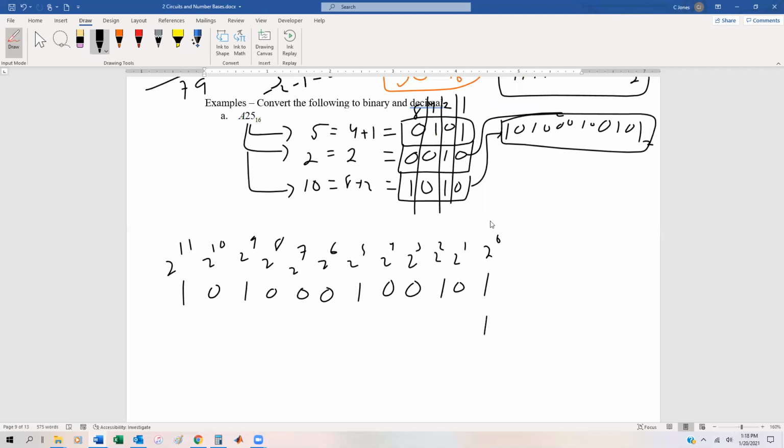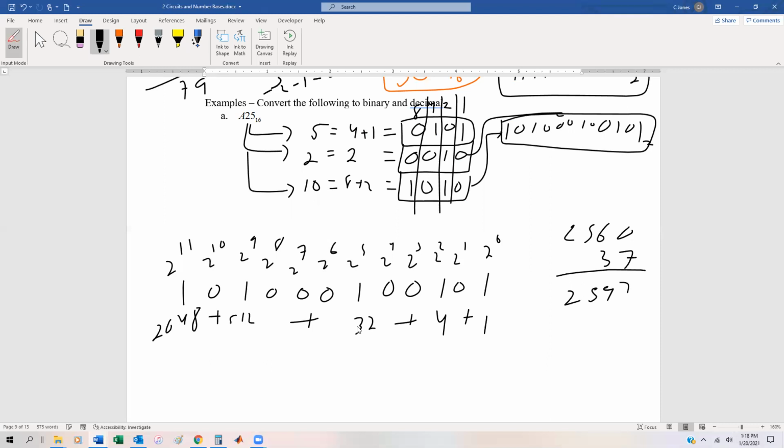And so that's going to be 1, 4, and then it's going to be 32, and then we have 64, 128, 256, 512, 1024, 2048. And so we just add those up, right? Nice and easy. So if we add this, that's going to give us 2560, I'm just doing this by hand really quickly, and this is going to be 37. So 2597 in base 10. All right. So nice and easy, shouldn't be too difficult, just number operations.